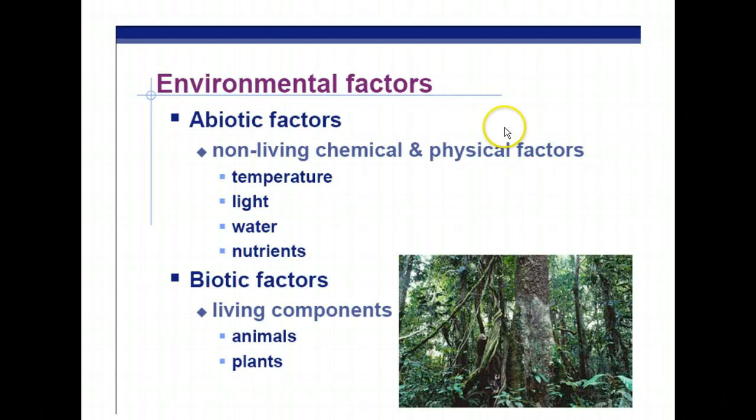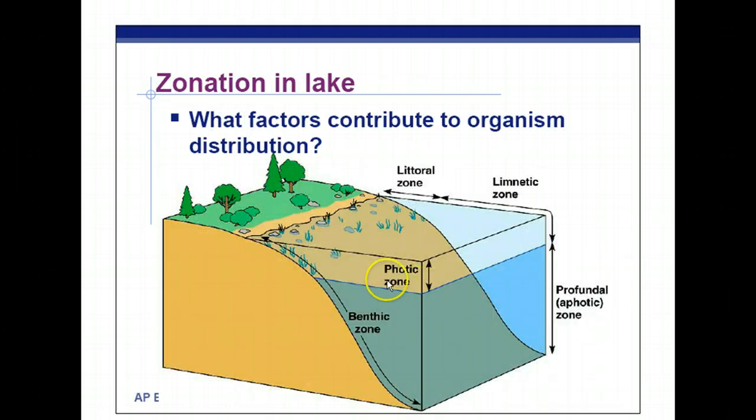Abiotic factors are non-living chemical and physical factors. Biotic factors are living components, animals and plants. Remember that the photic zone is the zone with a lot of light. That's where we're going to have a lot of photosynthesizers making use of that light and doing photosynthesis that provides the organic molecules for the consumers. As you get further and further down into a lake, you get less and less light, and eventually there's not a whole lot of photosynthesis, and there's, in general, less life in the bottom parts of the lake.